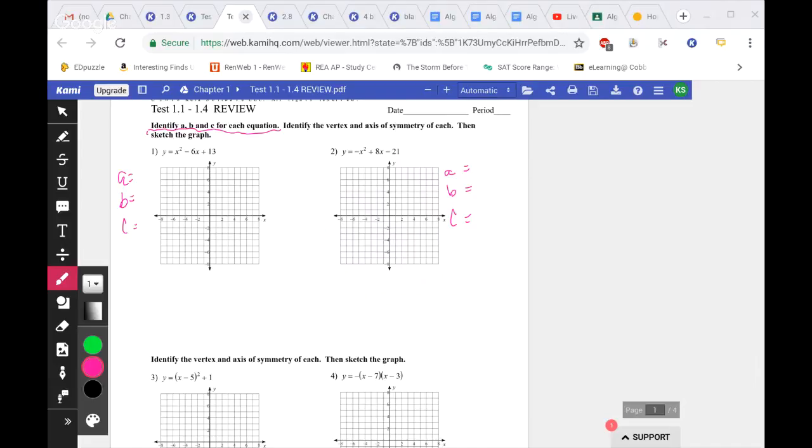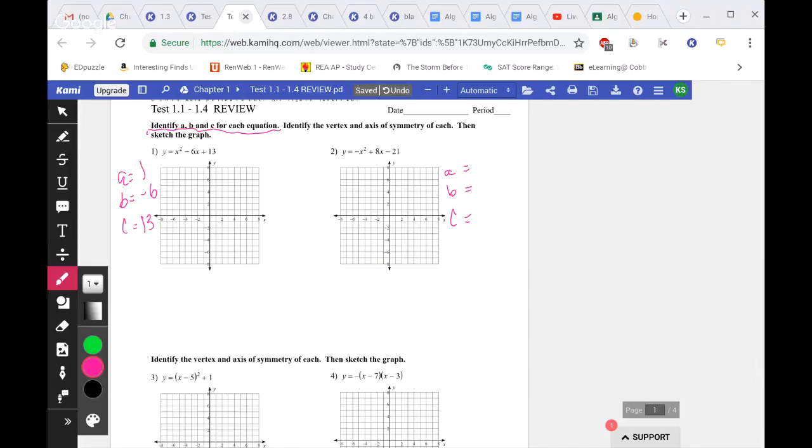On the review, the first thing that I have you guys doing is identifying A, B, and C. If you can knock that out, it's a good idea because then you know for sure that you're going to plug in the right values. If you start with the wrong values, you're going to get the wrong vertex and axis of symmetry. So A is a -6. No, I lied right off the bat. That's why you need to find A, B, and C. A is 1. B is -6. And C is 13.